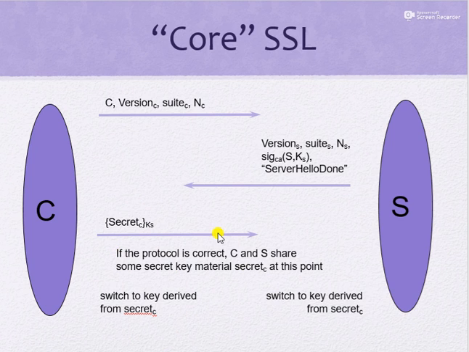So if everything goes well, if all things are normal, client and server will share some secret key material, that is secret C at this point. This common secret key is shared between client and server, and both parties will switch to a key derived from secret C. This secret C will be used to derive another key, and both parties will switch to use that secret key.